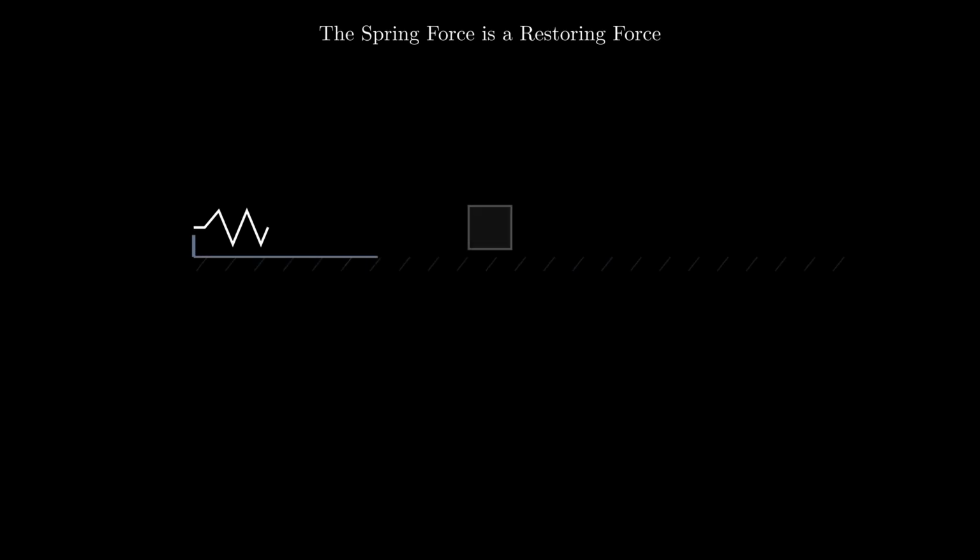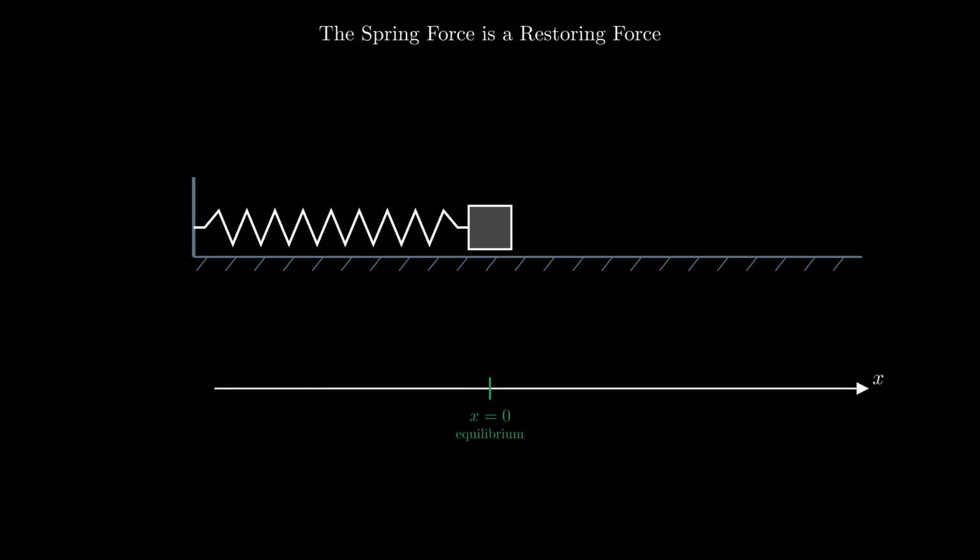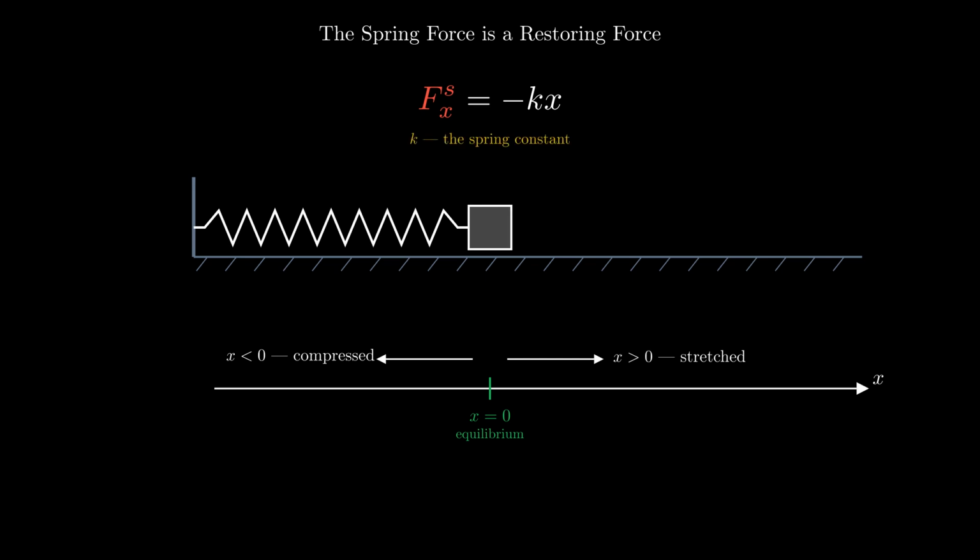Start with the force. A spring displaced from its natural length pulls or pushes the object back. So the spring force is a restoring force. Choose coordinates with the equilibrium position at the origin. Then x measures the displacement from equilibrium. The spring is stretched when x is positive and compressed when x is negative. The force law reads F equals minus kx, where k is the spring constant.